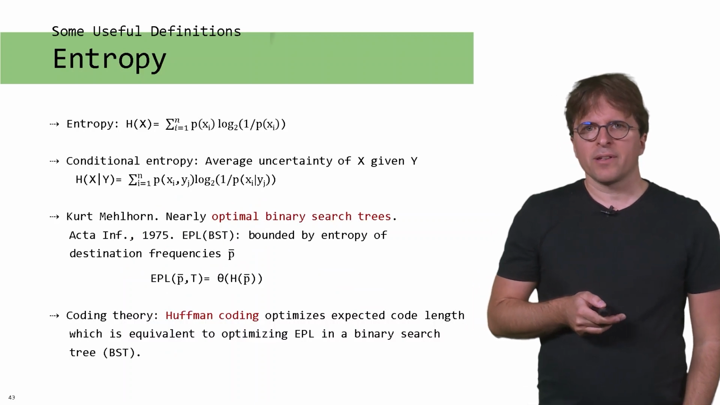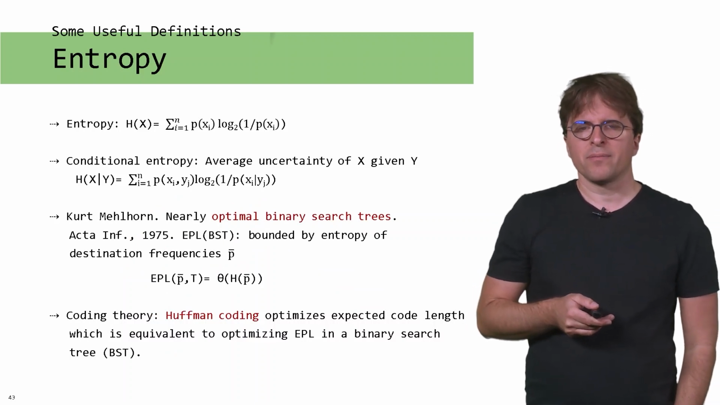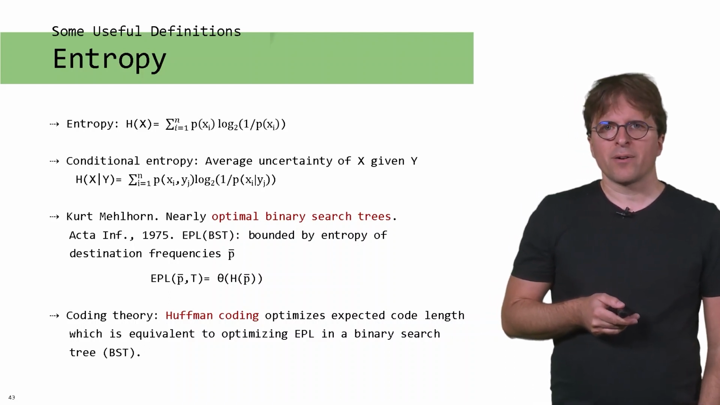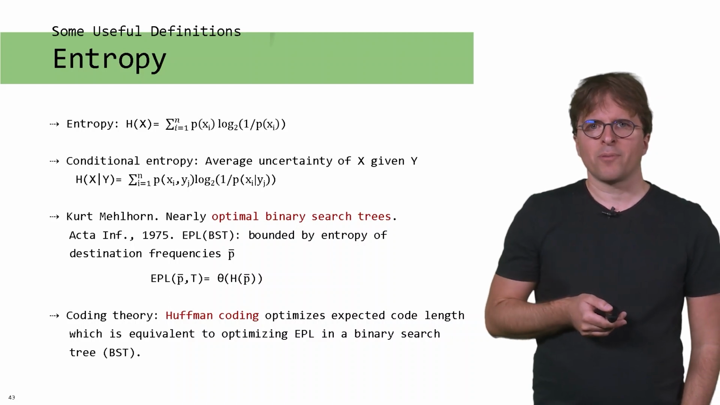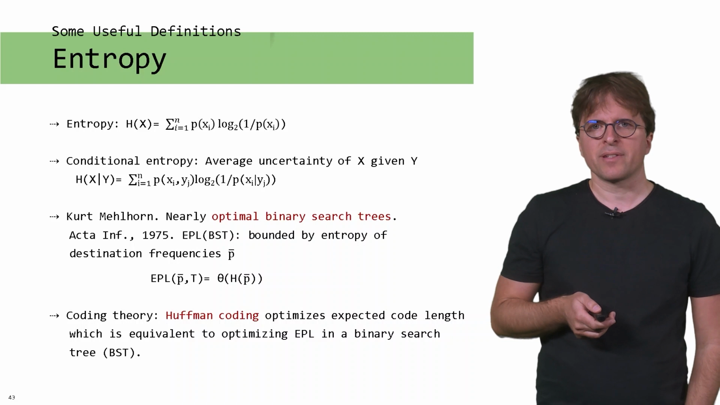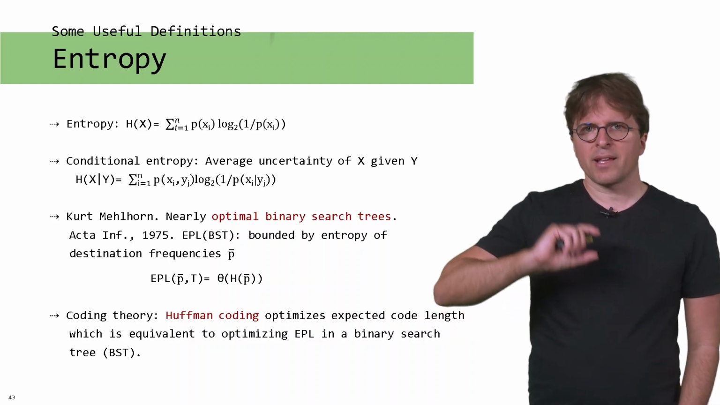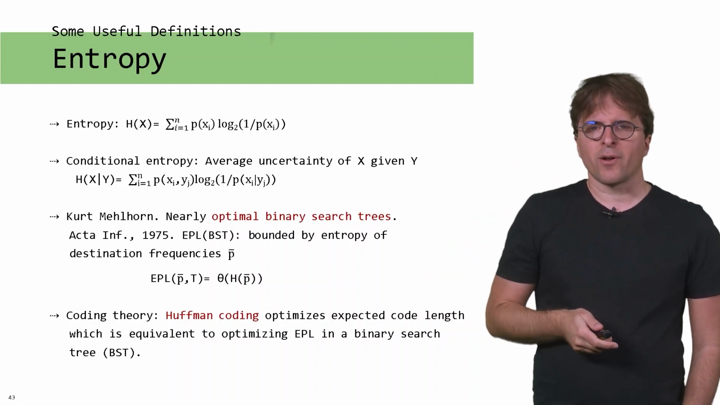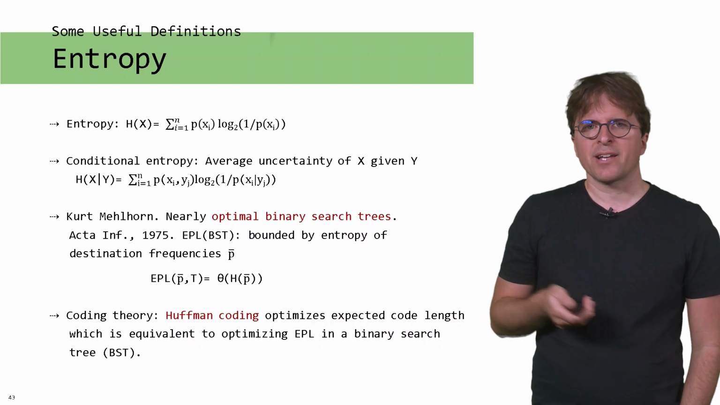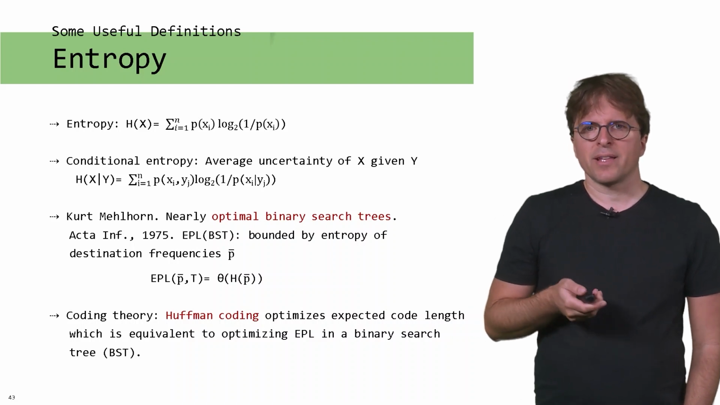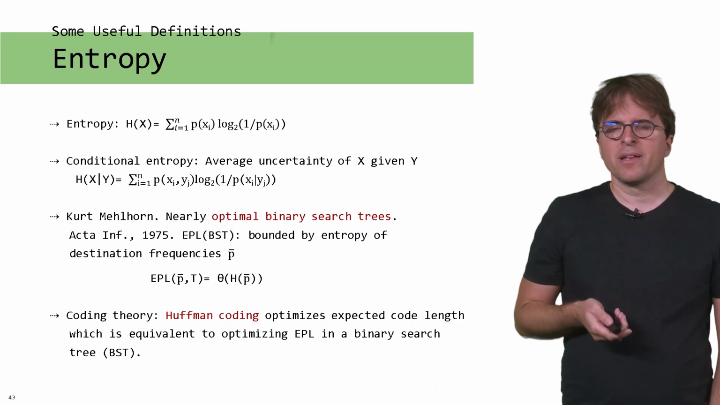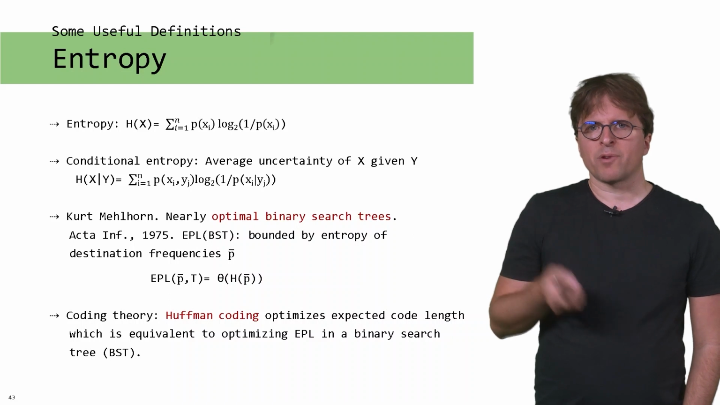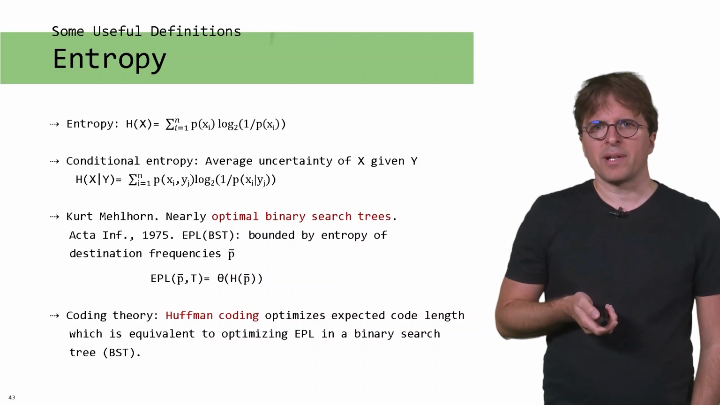There are very important results that we will build upon in this course. One is by Kurt Mehlhorn, who was studying optimal binary search trees, or biased binary search trees. These are binary trees where important or frequently accessed elements are close to the root. And he showed that the expected path length, or the access time, that you can have in such a biased or optimized binary search tree is proportional to the entropy of the probability distribution P.